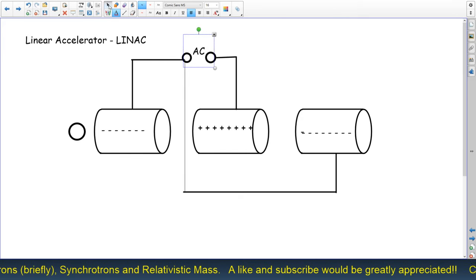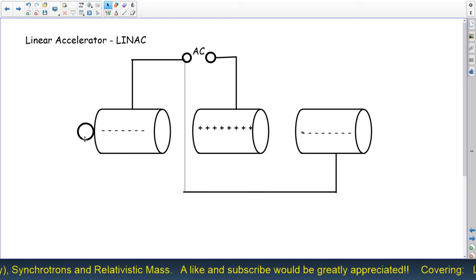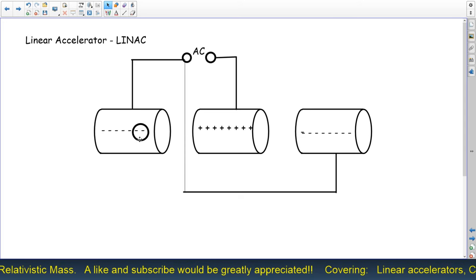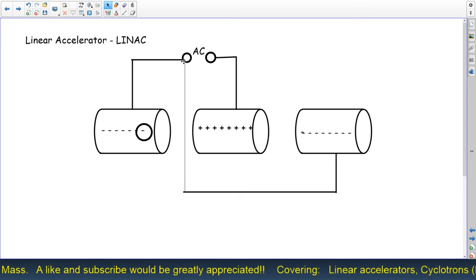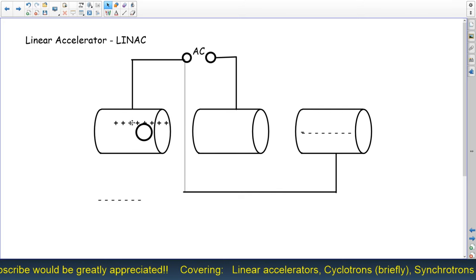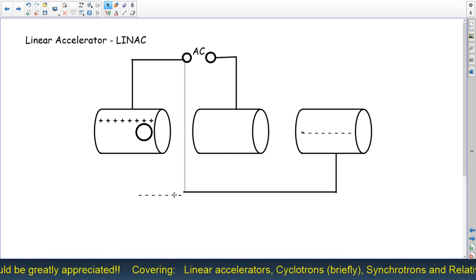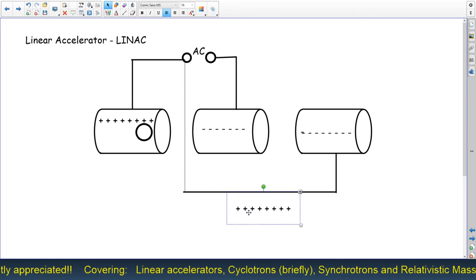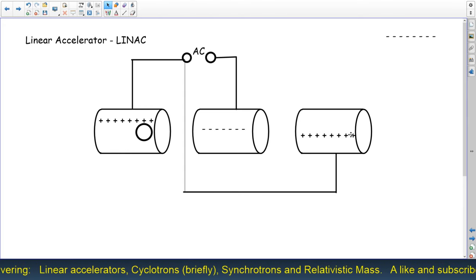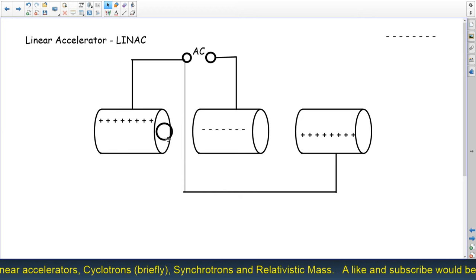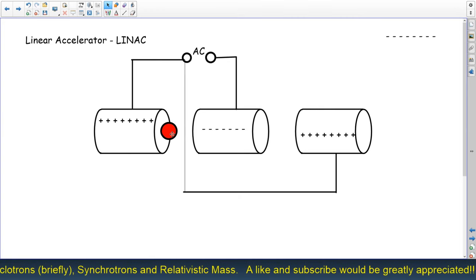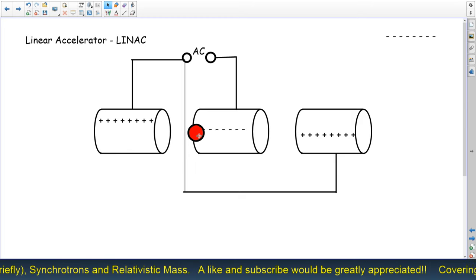All right, watch this. As the particle comes flying in here, it gets accelerated because it feels this negative attraction. Whilst it's traveling along in here, though, because AC periodically changes from being positive to negative, this first one, whilst it's traveling inside, becomes positive. The second one becomes negative, and this third one becomes positive as well. So as it emerges, my positively charged object, remember it was positive, red for positive, gets pushed away from here and accelerated into this one.